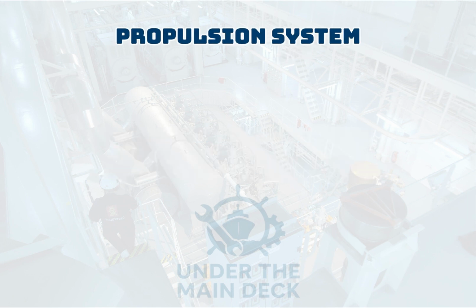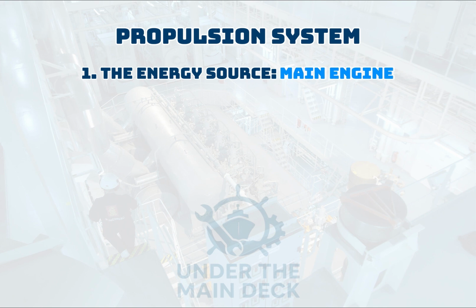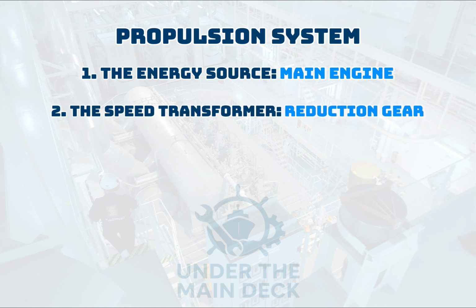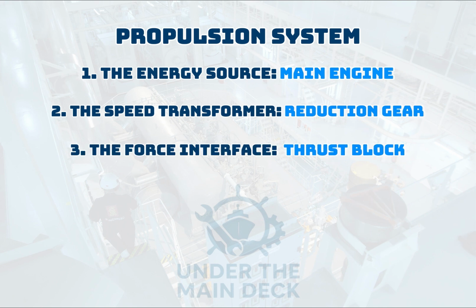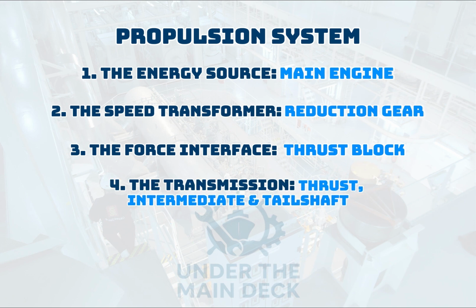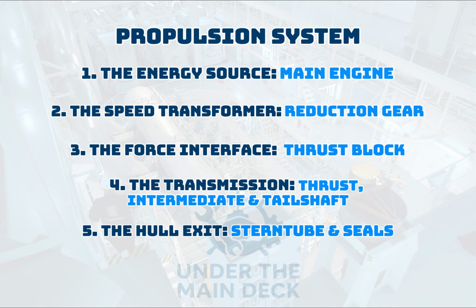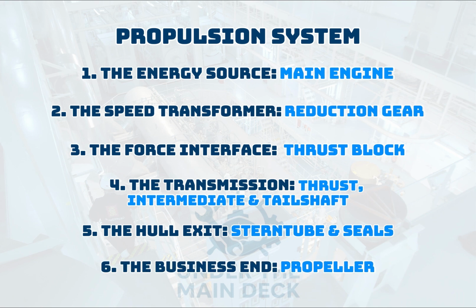Propulsion System. 1. The energy source, main engine. 2. The speed transformer, reduction gear. 3. The force interface, thrust block. 4. The transmission, thrust, intermediate and tail shaft. 5. The hull exit, stern tube and seals. 6. The business end, propeller.